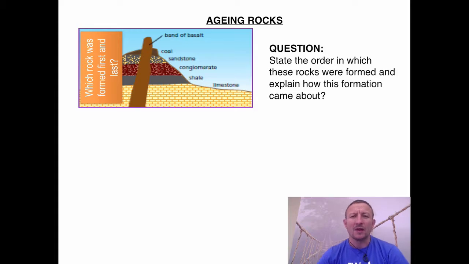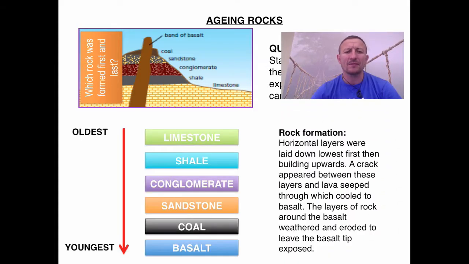So in the question we're asked to order these from oldest to youngest. So the oldest layer is going to be the layer that's right at the bottom. So we're going to have limestone, that's then going to be followed by shale, conglomerate, sandstone, coal, and then finally we'll get the band of basalt.